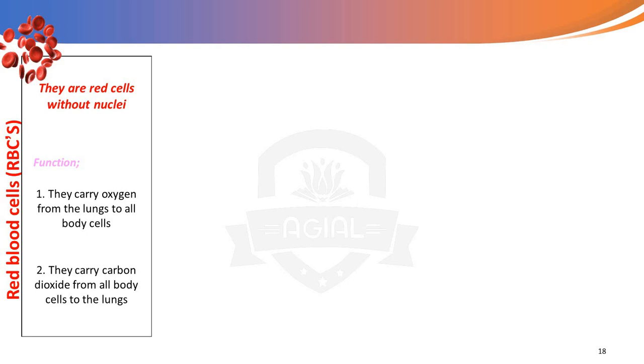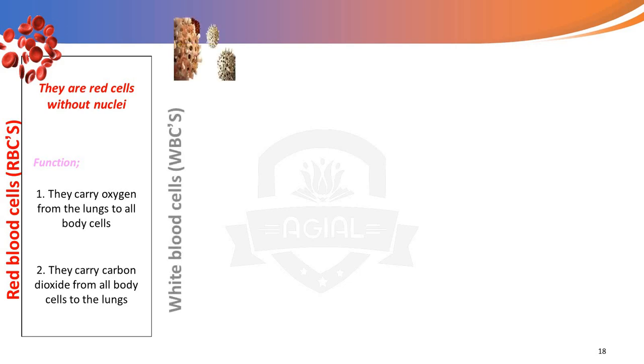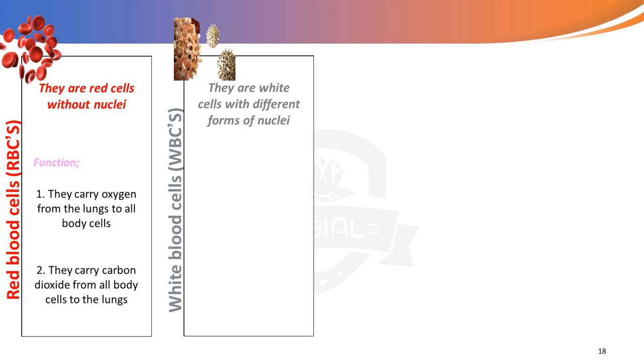Again, the red blood cells in the blood carry oxygen and carry carbon dioxide. The next one is white blood cells. They are white cells with different forms of nuclei. If you get sick, they will defend you as they attack microbes that enter the body.